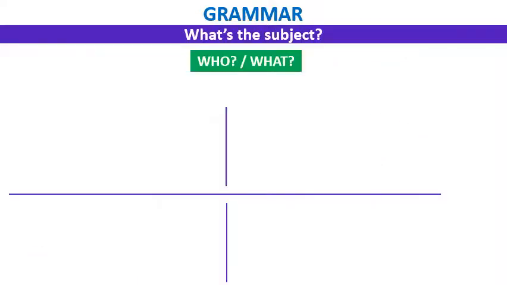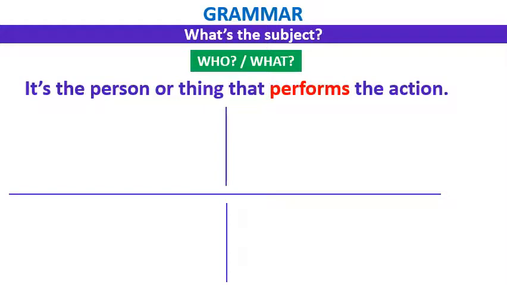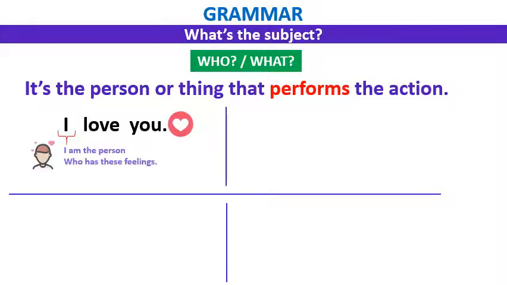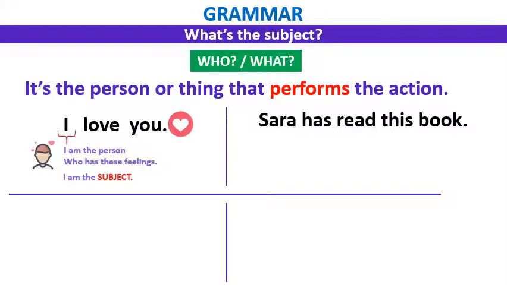But let's start with what a subject is. The subject is the person or thing that performs the action. In this example, I love you. I am the person who has these feelings. So I am the subject. In the second example, Sarah has read this book. Sarah is the person who has read that book. So she is the subject.